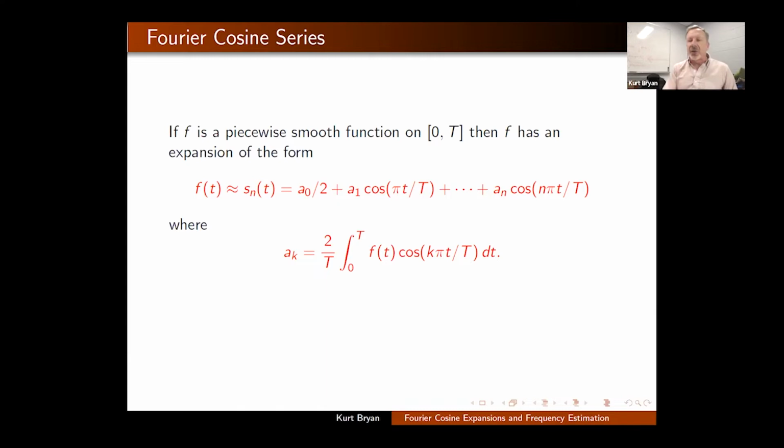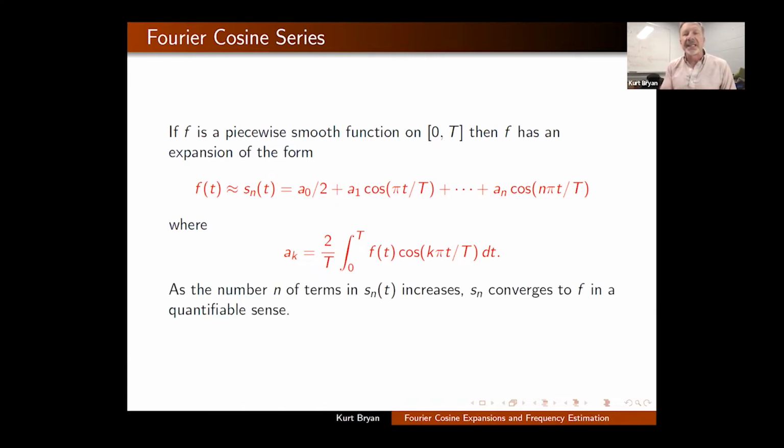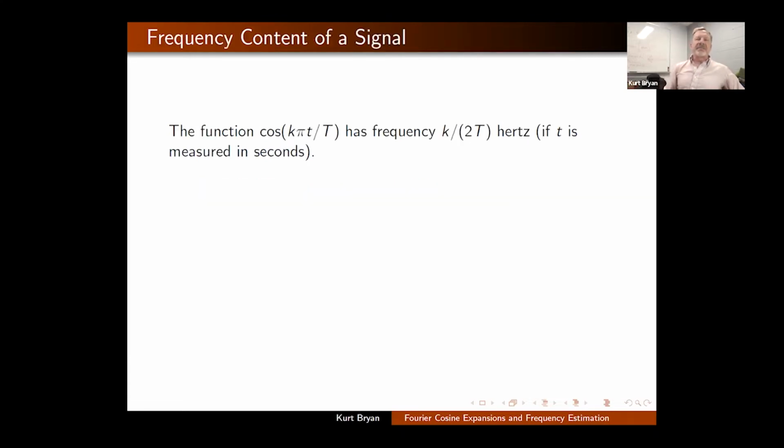Maybe we've solved the heat equation with them, but I like to do this to give them another point of view on these things. And they know that as you increase the number of terms in the sum, the sum Sn converges to f in a quantifiable sense. Well, here's a point of view that often doesn't get mentioned in a course like this. Cosine k pi t over capital T, it's a cosine, it has a frequency, and it's easy to work out. It's k over 2T hertz, if we're thinking of t as time in seconds.